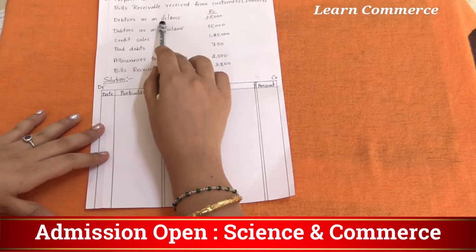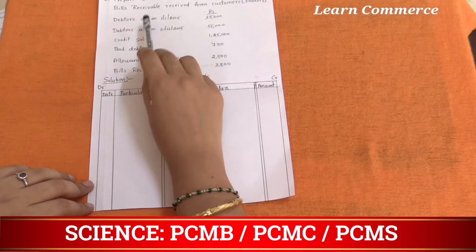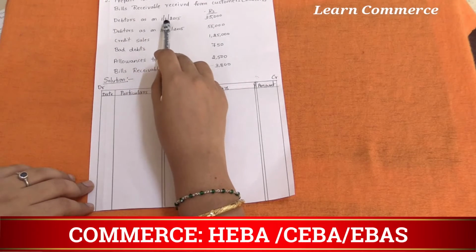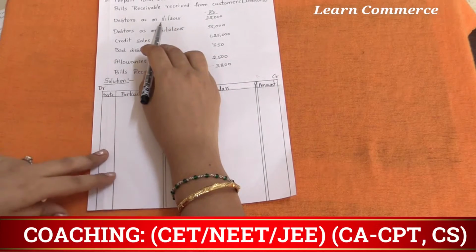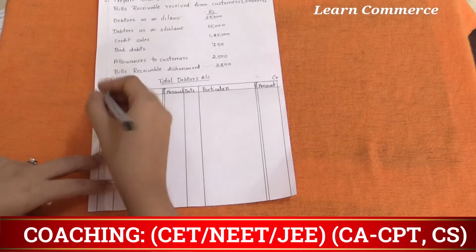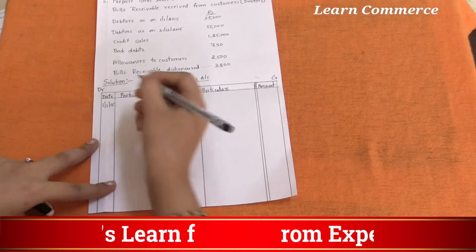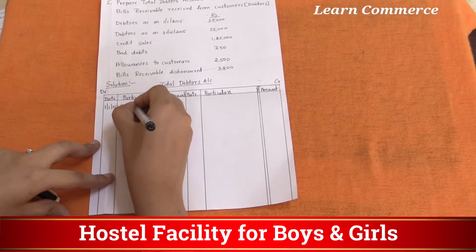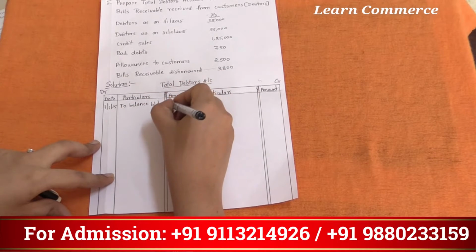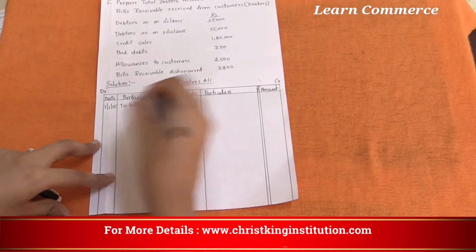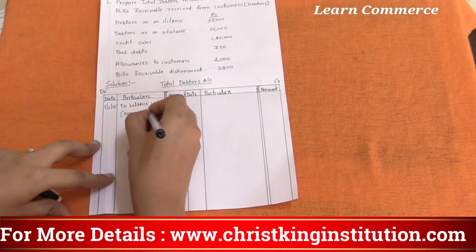Debtors as on 1st January 2015, 35,000. This is the opening balance, opening debtors is given. So write here: opening balance is always written on the debit side for total debtors account. So, debit side, date 1/1/15, to balance brought down, the amount is 35,000, in bracket opening debtors.